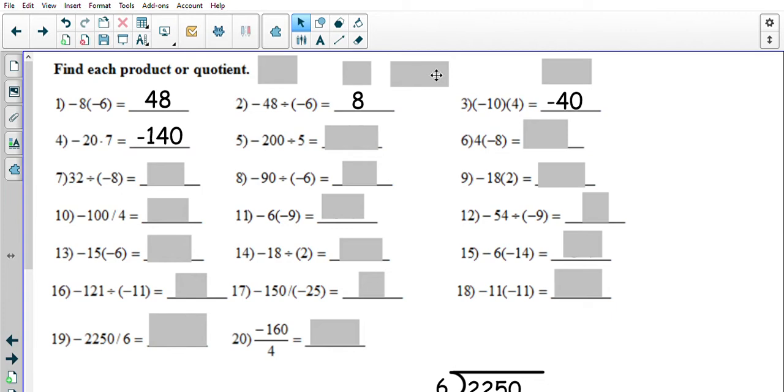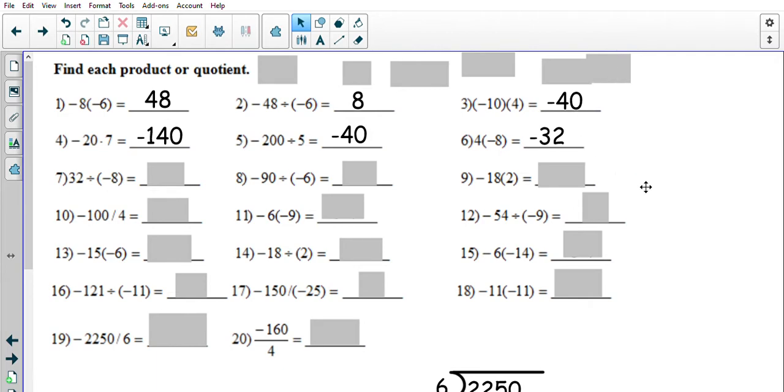Number 5, -200 divided by 5. I've got to know how many times 5 goes into 200. You can also think about taking 20 divided by 5, which is 4, tack on a 0. This one's going to be 40. Since the signs are different, my answer is going to be negative. So we'll get -40, just like we did for question number 3. Number 6, we've got 4 times -8. Since the signs are different, I know my answer is going to be negative. 4 times 8 is 32, so my solution will be -32.